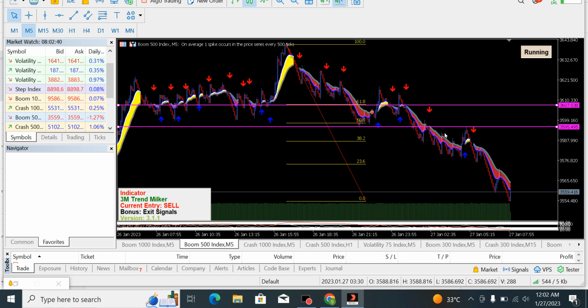There are spikes in between. Of course, there will always be pullbacks. You don't expect it to be going down directly all through. Okay, it has gotten to this region. Okay, it started spiking up, and it gave us a blue arrow. You can close everything right there, and all this will be in profit.